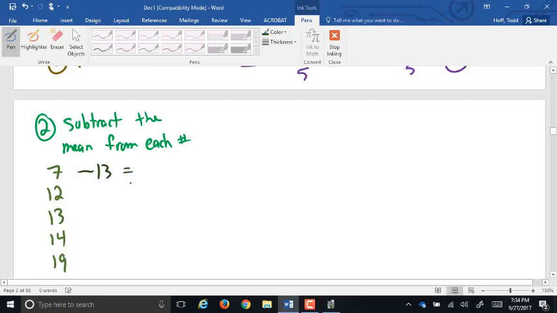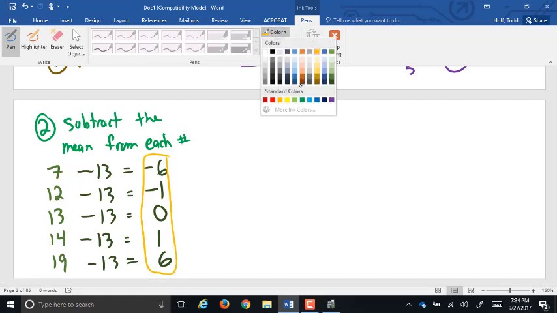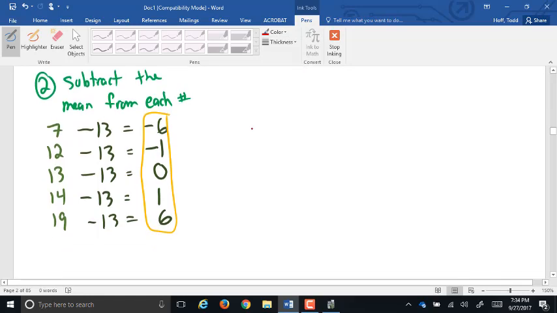What is 7 minus 13? Negative 6. 12 minus 13? Negative 1. I'll let you do 13 minus 13. 0. There we go. 14 minus 13 is 1. 19 minus 13 is 6. These numbers right here, by the way, that we just calculated, are called the deviations. That's how far each number is from the mean.